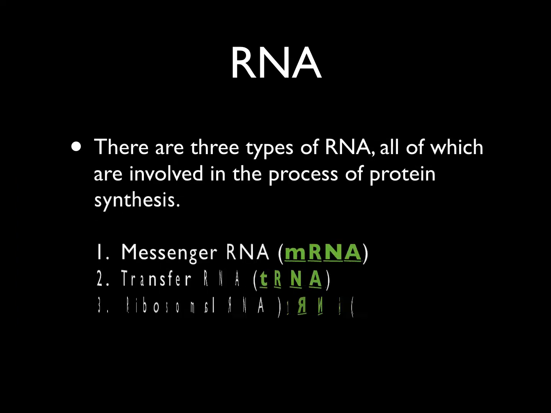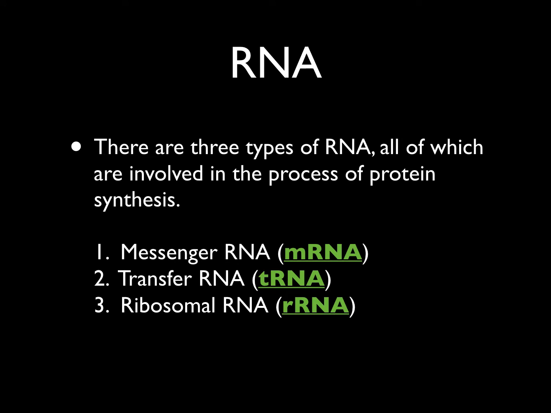There are three types of RNA, and all three types are involved in the process of protein synthesis. The three types of RNA are messenger RNA, transfer RNA, and ribosomal RNA. Remember when we talked about ribosomes, we said that ribosomes are made of two main components. They're made of protein and RNA. Specifically, those ribosomes are made of ribosomal RNA. Okay, we'll talk in more detail about messenger RNA and transfer RNA as we take a closer look at protein synthesis.